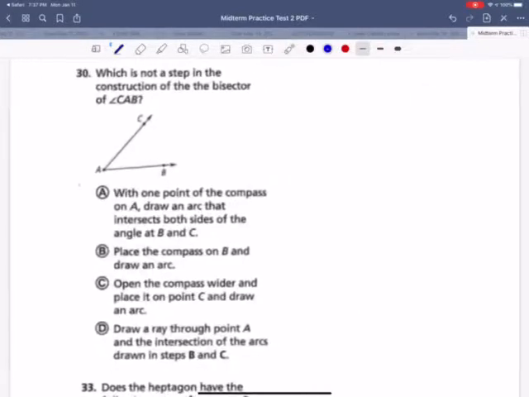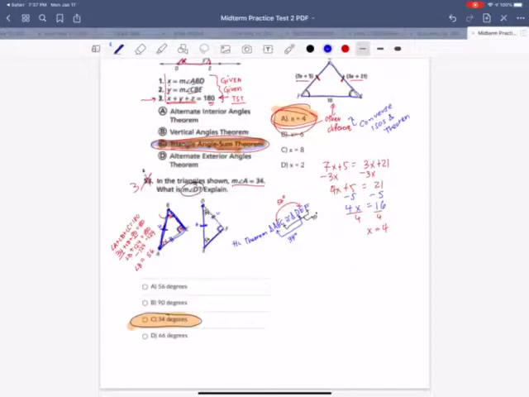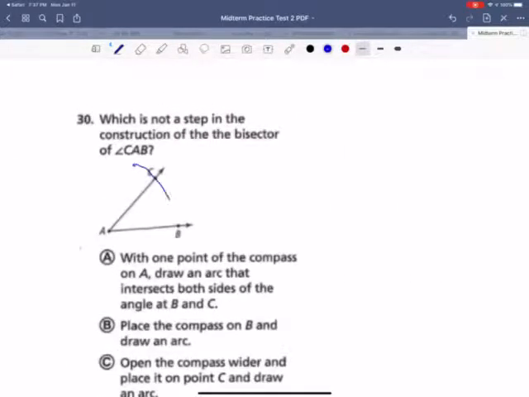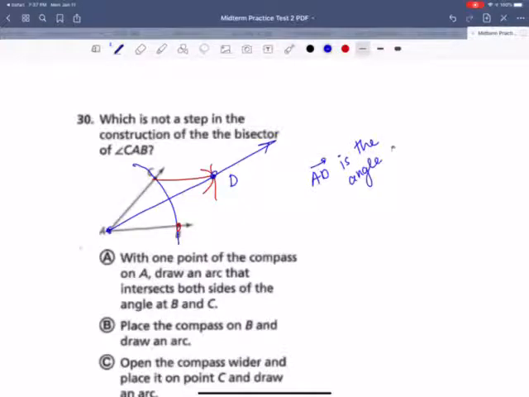Which step is not in an angle bisector? So this one we've done before too. I can make an arc from A, right? And then I can make an arc from B and an arc from C. And that intersection point, I can make a ray through there. And this ray, AD, is the angle bisector. It cuts that angle in half.